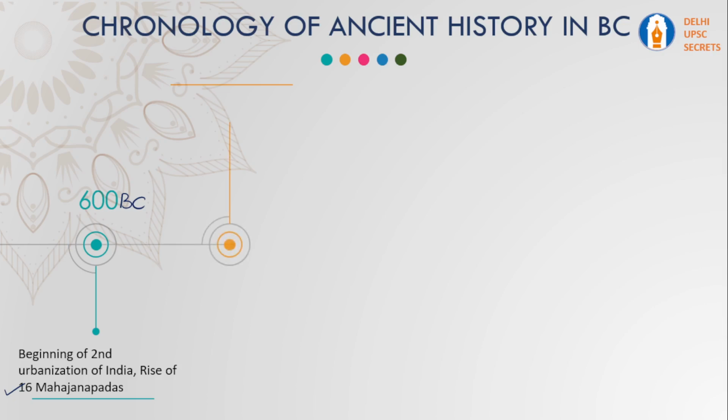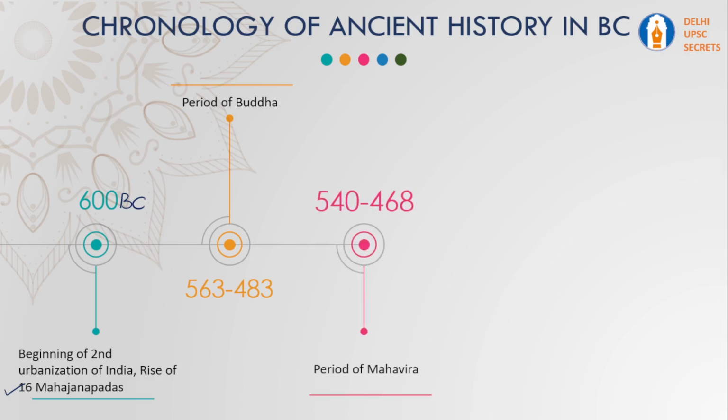Then next to that, you would see the rise of Buddhism and Jainism, because Gautama Buddha and Mahavira were both contemporaries, but there is no historical evidence that they met each other. But the rise of Buddhism and Jainism, the period of Buddha and Mahavira and their preaching of new religious ideologies, were emerging in that particular period.